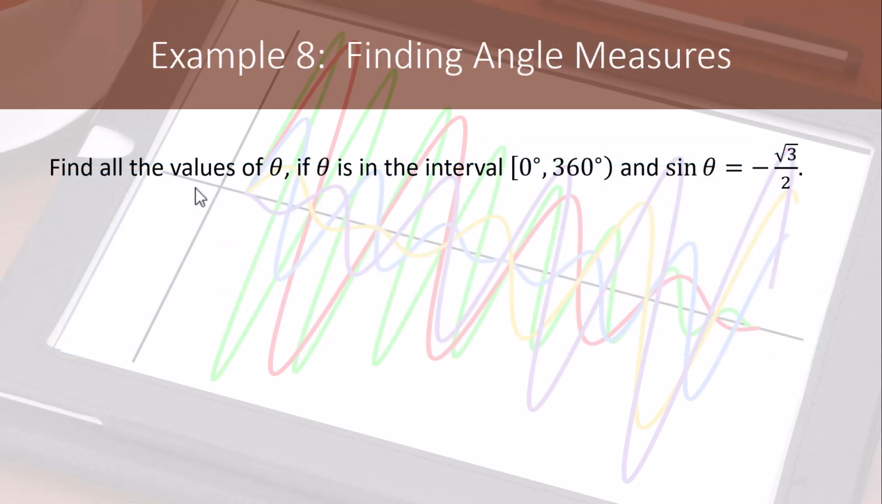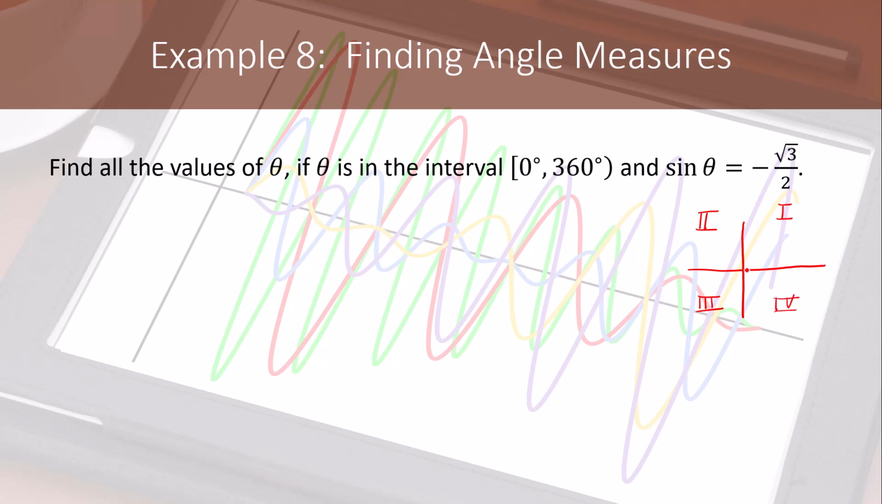Here we want to find all the values of theta if theta is in the interval between 0 and 360 and the sine of theta is equal to negative square root of 3 over 2. Before we do this, let's draw out our Cartesian plane. Okay, there it is. Now in quadrant 1, we know that sine is positive, so whatever angle we have is not going to be there. In quadrant 2, sine is still positive, so we're not going to have anything there either. In quadrant 3, sine is negative, and in quadrant 4, sine is also negative.